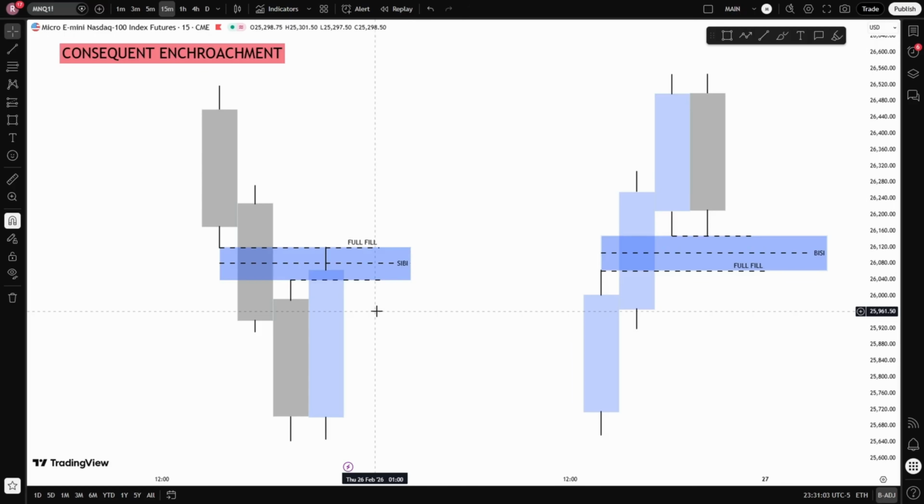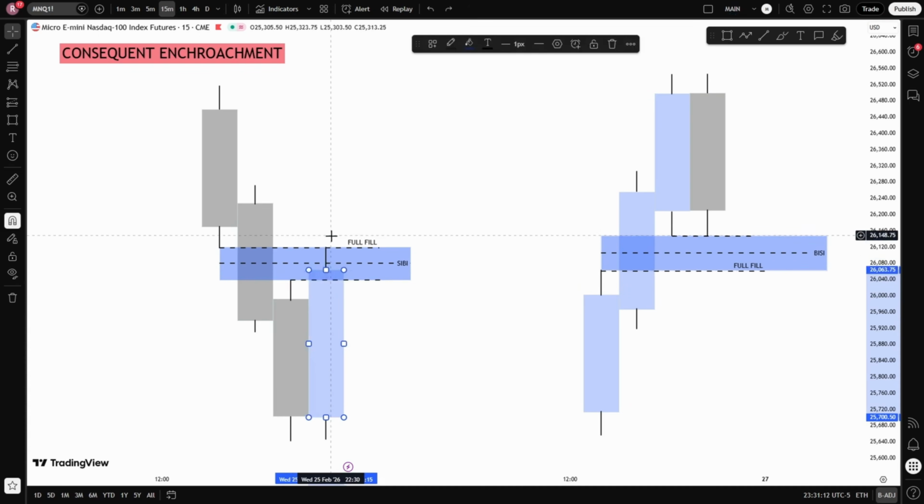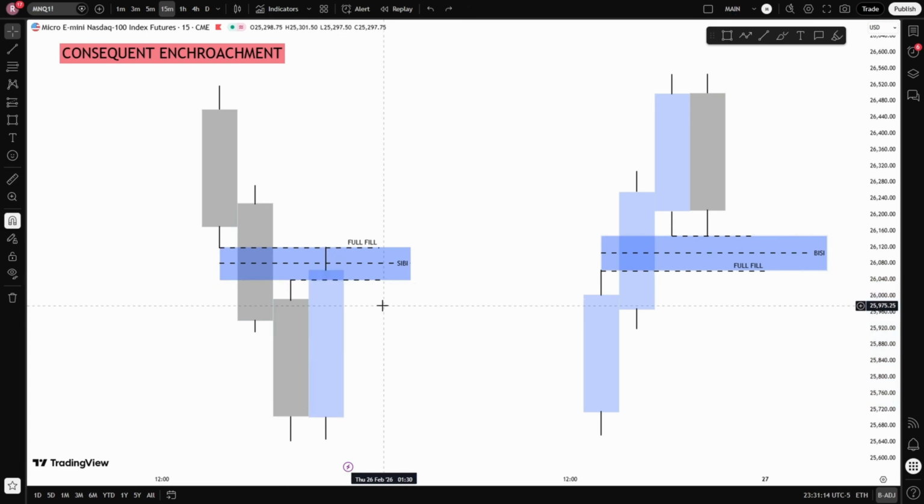The key invalidation for me is the close. When price begins to close beyond the consequent encroachment or fully outside of the fair value gap, that tells me price is no longer respecting that imbalance. Once that happens, the probability of reversal decreases significantly, and many times price will continue through instead of reacting from it. So the start of the gap, the 50% level, and the full fill are the three areas I monitor. And the way price closes around those levels determines whether the fair value gap is being respected or invalidated.